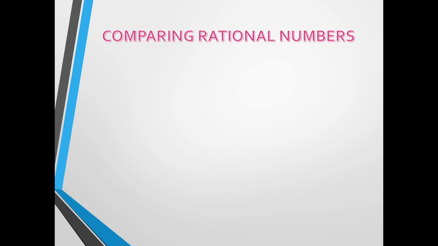Now we have to compare rational numbers. How to compare? Suppose there are three rational numbers, 1 by 2, 3 by 4 and 2 by 5. For all these three rational numbers we have to find which one is greater and which one is smaller. Just by mere looking we cannot find which one is greater and which one is smaller.